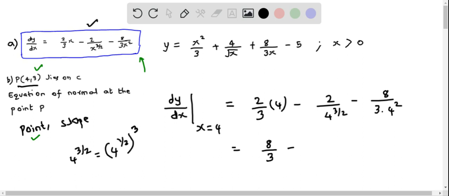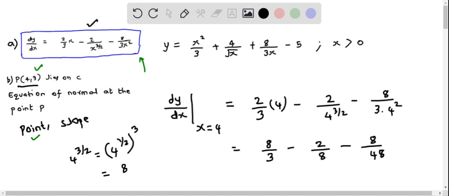Once again raised to the power of 3. We know that 4 raised to the power of half is basically the square root of 4. Square root of 4 is 2. So 2 raised to the power of 3 is 8. So this can be written as 8 minus 8 over 4 squared is 16. 16 times 3 is 48.